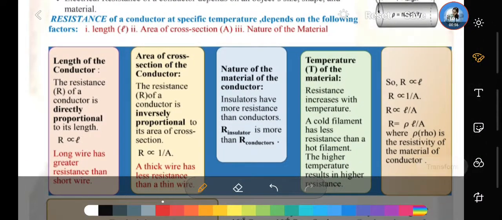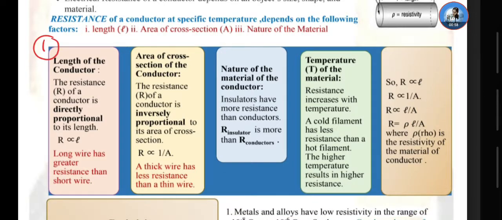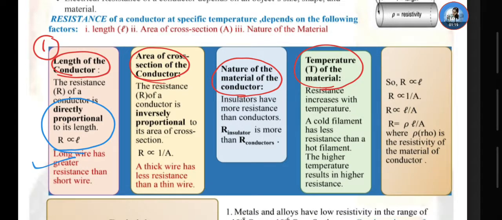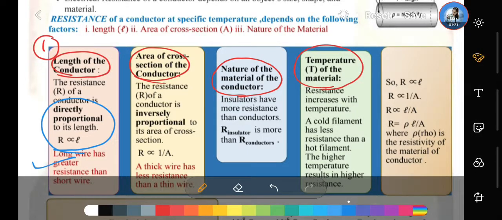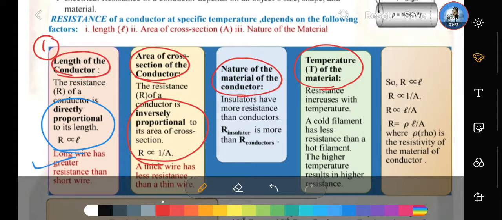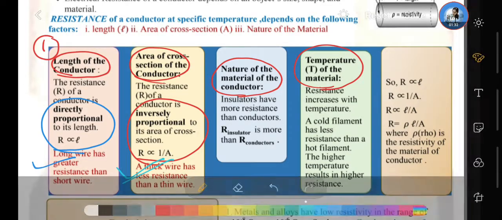Students, this is the answer of your first question. Resistance depends upon four factors: length, area of cross section, nature of material and temperature. How does it change with the length? With the length, resistance is directly proportional. It means when we increase the length of a conducting wire, resistance also increases. A longer wire has greater resistance than a short wire. And with the area, it is inversely proportional. It means a thick wire has less resistance than a thin wire.